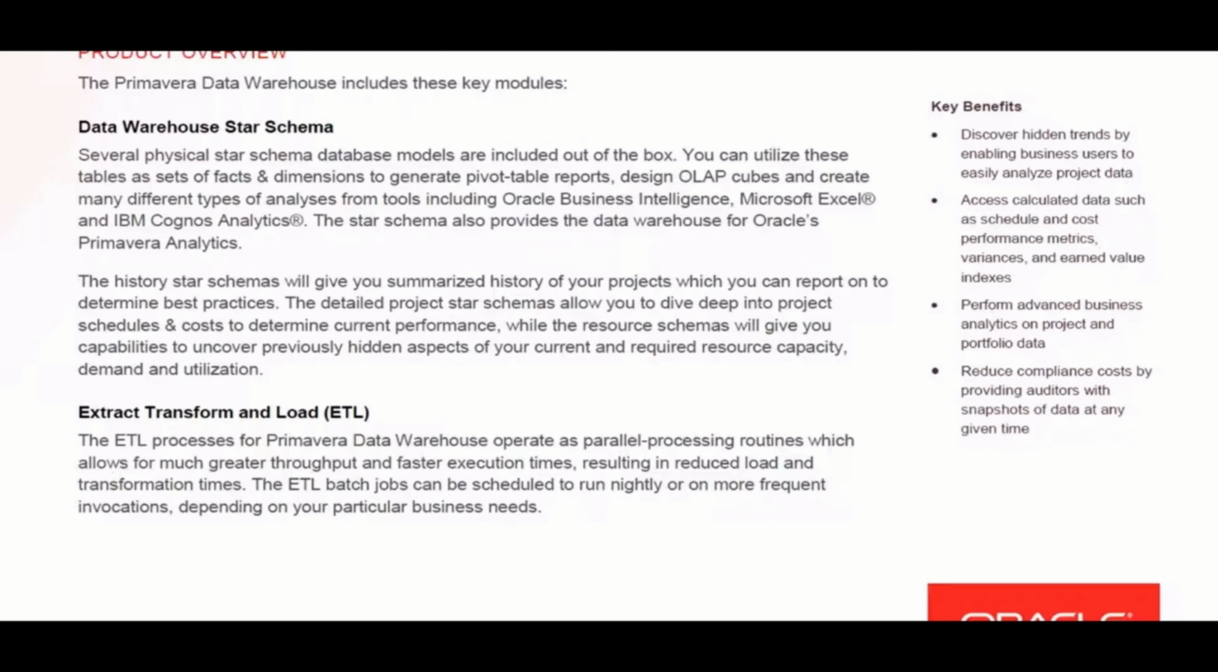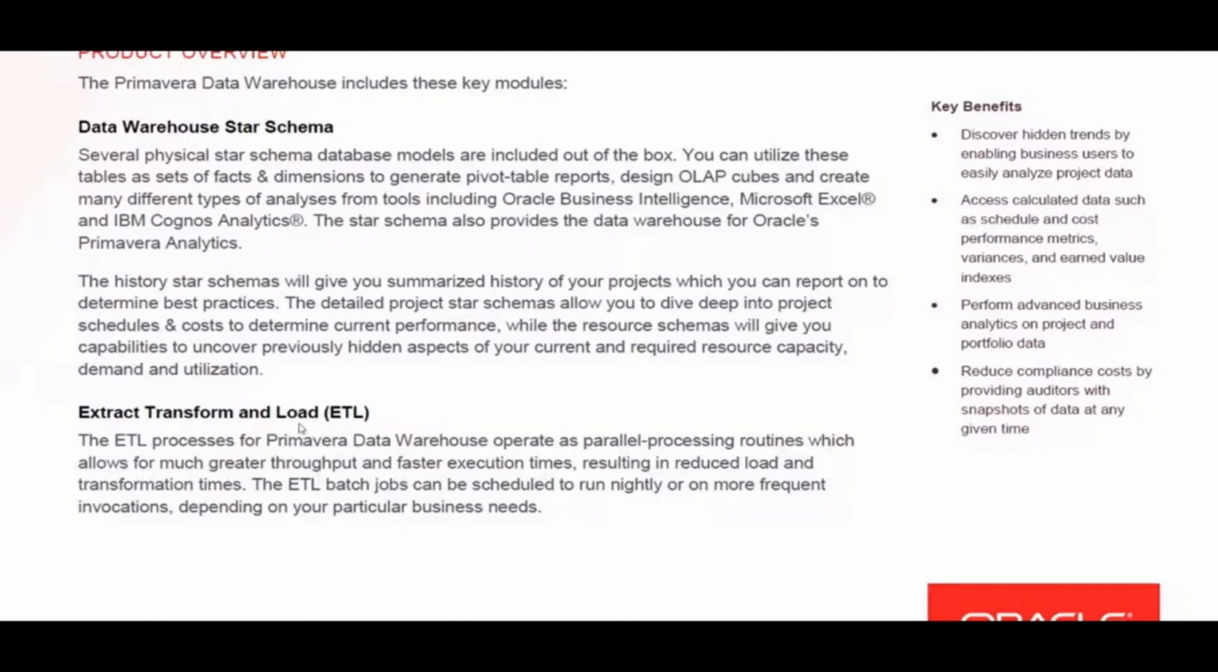What are these schemas? You can utilize these tables as a set of fact and dimension tables. We will understand what fact and dimension are, to generate pivot table reports. We are aware of what pivot tables are. So basically the purpose of the data warehouse, which is a star schema, is to develop pivot table reports and analysis. The ETL process of the Primavera data warehouse operates as a parallel processing routine. So whenever things happen in the database, ETL happens in routine, instantly, and as it says here, it allows much greater throughput and faster execution time.